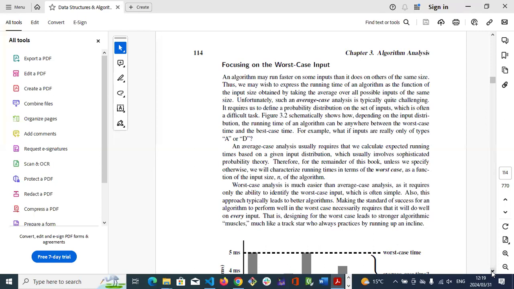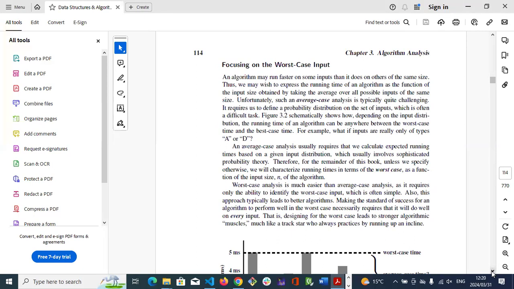An algorithm may run faster on some inputs than it does on others of the same size. Thus, we may wish to express the running time of an algorithm as a function of the input size obtained by taking the average over all possible inputs of the same size. Unfortunately, such an average case analysis is typically quite challenging. It requires defining a probability distribution on the set of inputs, which is often a difficult task.